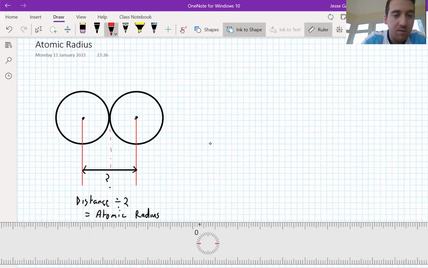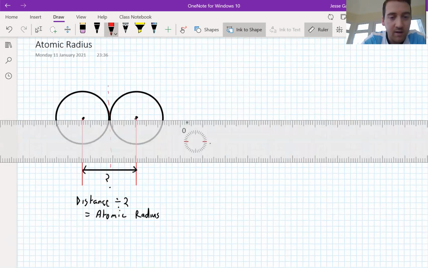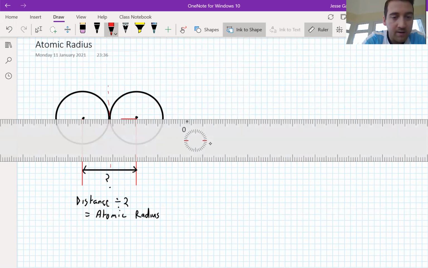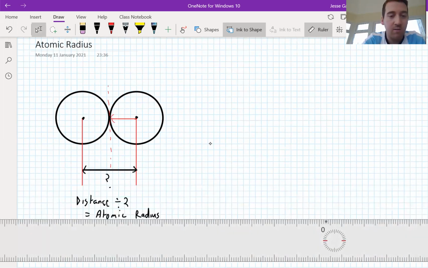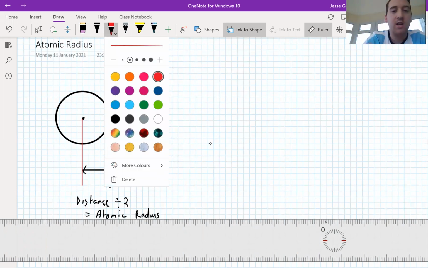And if we go up, it's obviously from there to there, which is the same as the radius of a circle. So that's why we take this distance and divide it in half. So that gives us the atomic radius.